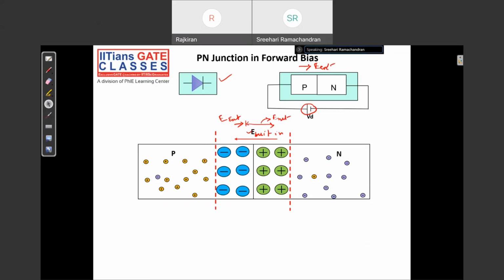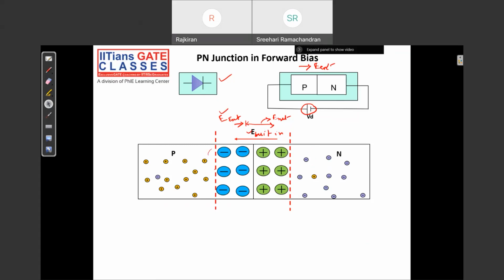Earlier the field was exactly opposing the diffusion force, which is why the holes and electrons were not able to move from one side to another. The field has been decreased by the external potential, by an amount of E external. Since the field is imbalanced, because it is not exactly opposing my diffusion force, there will be some more flow of holes from p side to n side and flow of electrons from n side to p side, because the diffusion force is now more than the drift force. Correct?